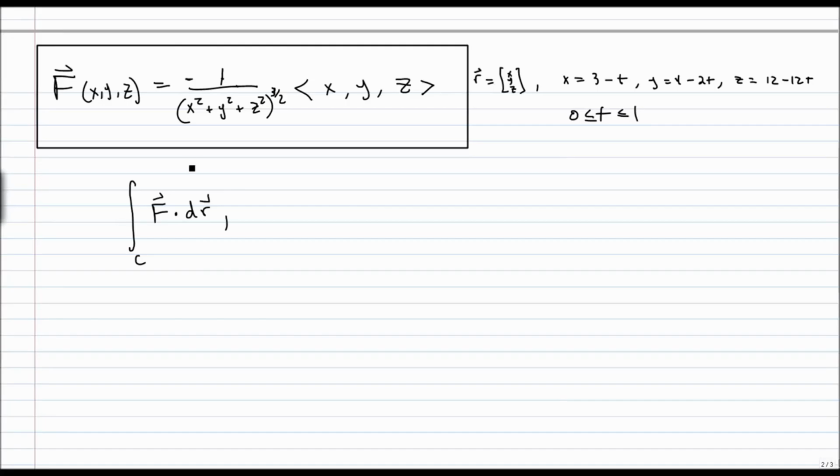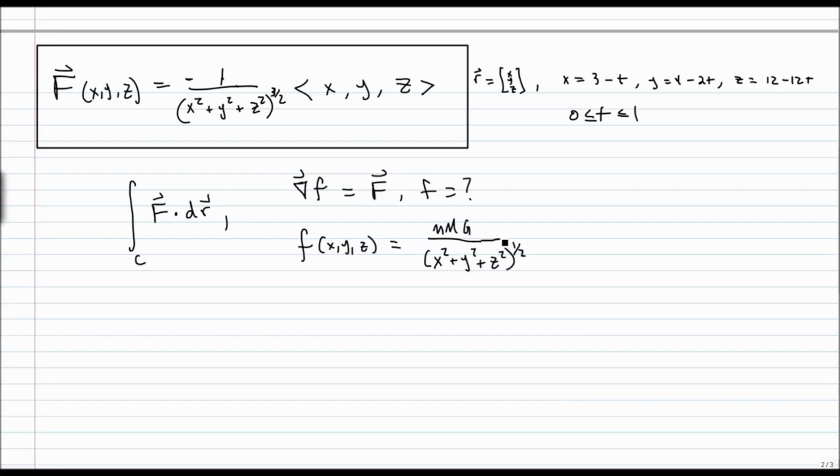So I said that gravity was a conservative force, or that this vector field F was conservative or path independent. So how do we find the function f that F is the gradient of? Well, there's a couple different ways. I'm not going to go into how to find it. It's not very hard, but basically I'm just going to tell you what the final answer looks like.